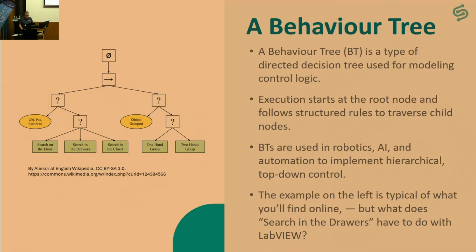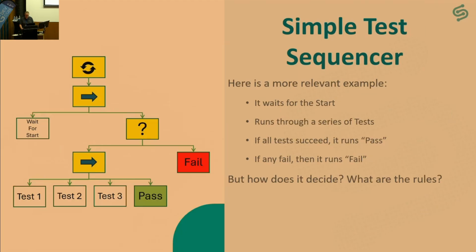So what does searching in drawers and cupboards have to do with LabVIEW? So let's have a look at what LabVIEW does. Here's a more relevant example, I should say. This is a simple test sequencer. It's going to wait for a start event, then run through a series of tests. If all tests succeed, it passes. If any fail, it fails. But then this is a tree. What are the rules?